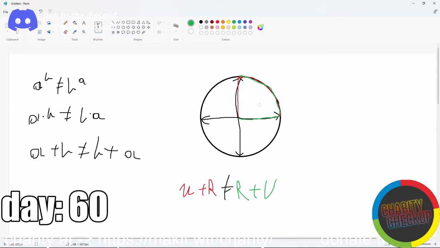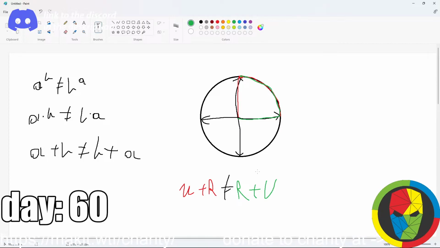Funky sphere, am I right? Those spheres. Ha ha ha. I'm sorry, I'm excited, okay? So yeah, addition is not commutative. That's great news.